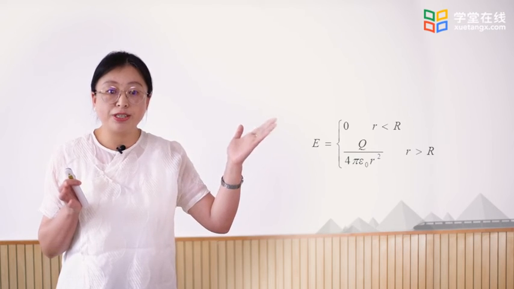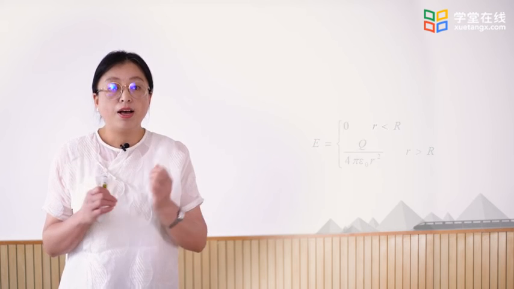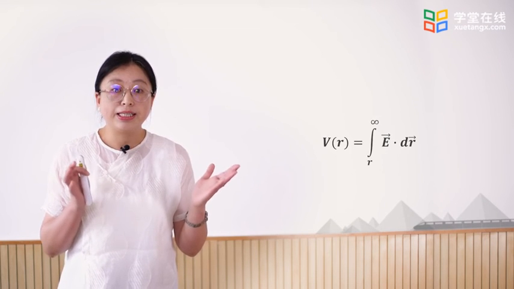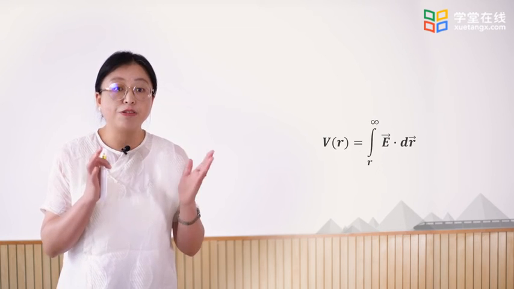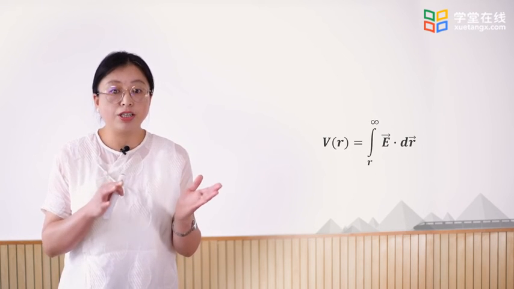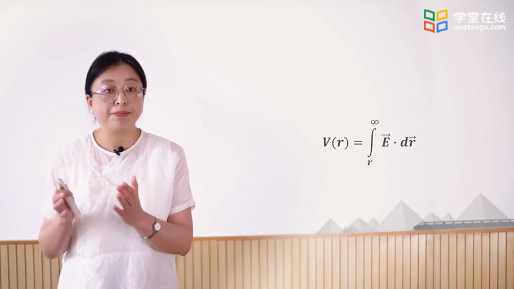Here are expressions for the field. According to the definition of the potential, we could calculate the potential by the line integral of the electric field. The potential at some point is equal to the work done on a unit positive charge by the electric force in moving this charge from this point to infinity.